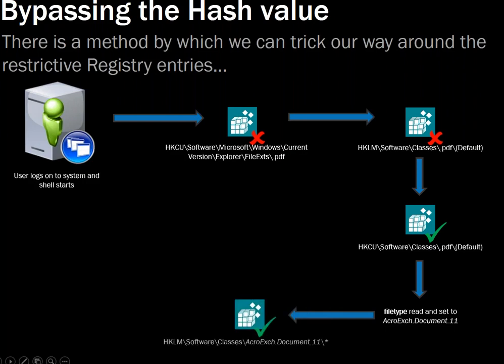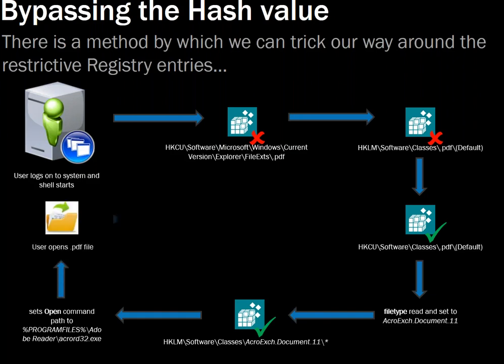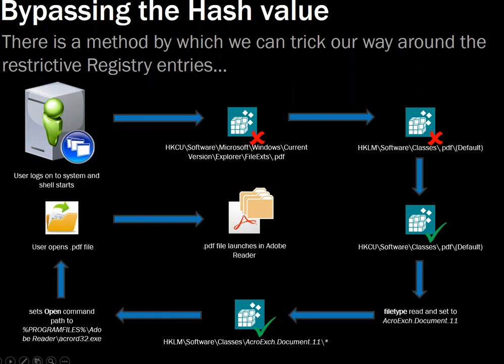So it goes off and reads that file type from the HKLM software classes area of the registry. That file type will then set the open command path to point to Acrobat Reader. The user will then open a PDF file and it will fire up Acrobat Reader and launch the PDF file in there. So what you've essentially got to do is make sure that those two first values over here don't exist and that that value matches up with the one that you want.